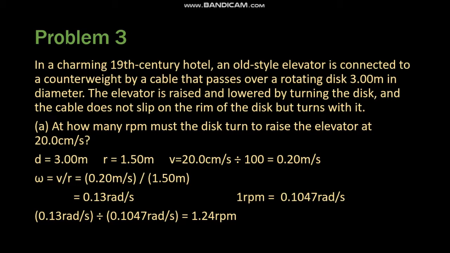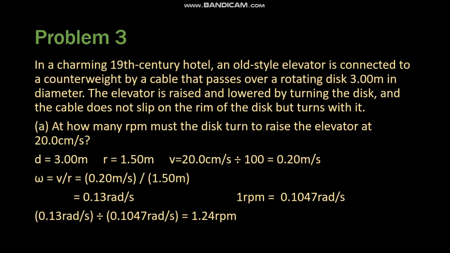So we will use this formula since the velocity and the radius are already given. All we need to do is plug in the values to this formula for the angular velocity. So we would plug in the velocity 0.20 meters per second divided by 1.50 meters, which we would get 0.13 radians per second. But the problem is asking for RPM units, so we're not done yet. We still have to convert this into RPM.